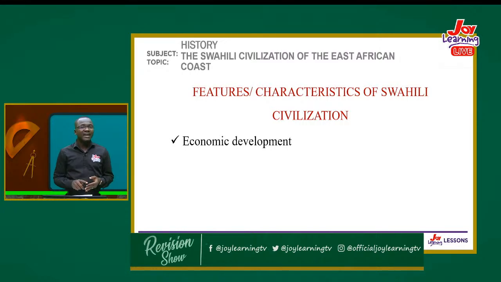We have looked at their social organization, and we now want to look at their economic activities. There is no way we will look at a civilization of any territory or any group of people without looking at their source of livelihood or what activities they were involved in economically. So let's look at the economic activities of the Swahili people.